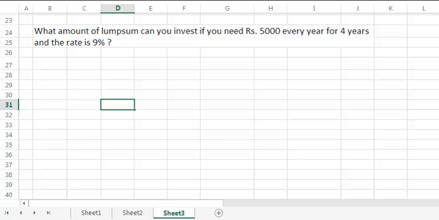In this question, now we will go backwards. We will try to find present value of a regular series of payment. What amount of lump sum can you invest if you need rupees 5,000 every year for 4 years and the rate is 9%? Now once again we will do this question for both beginning as well as end. But before that, let's create a timeline.